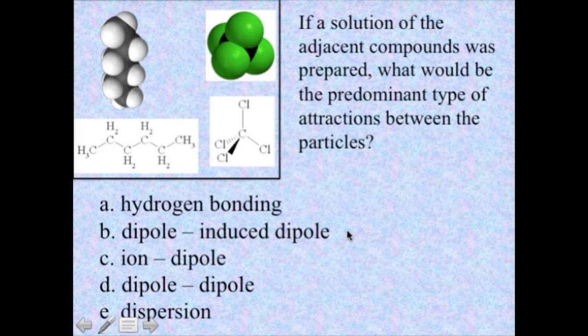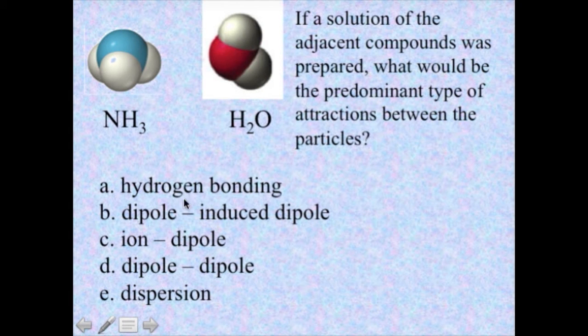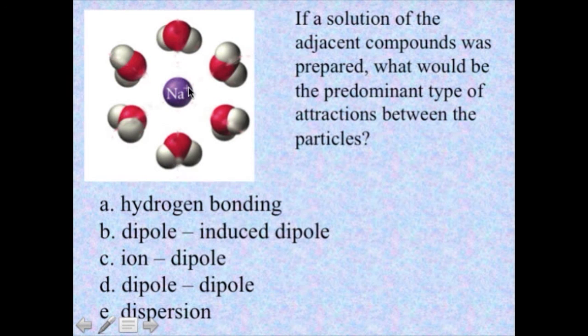Pause your playback and I'll come back and discuss the answer. Of course, the answer here is going to be dispersion forces because both of these compounds do not have hydrogen bonding and are not dipoles. How about between acetone and chloroform? Acetone, because of its shape, is going to be a permanent dipole, so is chloroform. So I would expect dipole-dipole attractions. Ammonia and water, well, that's easy, hydrogen bonding. And sodium ion and water molecules, that would be ion-dipole attractions.